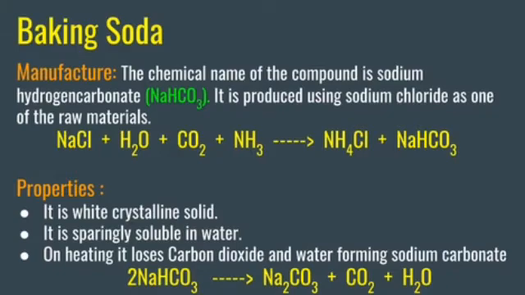Baking soda. The chemical name of this compound is sodium hydrogen carbonate or sodium bicarbonate, NaHCO3. It is produced by using sodium chloride as one of the main raw materials. Sodium chloride is treated with water, carbon dioxide and ammonia, when it forms ammonium chloride and sodium bicarbonate, NaHCO3.